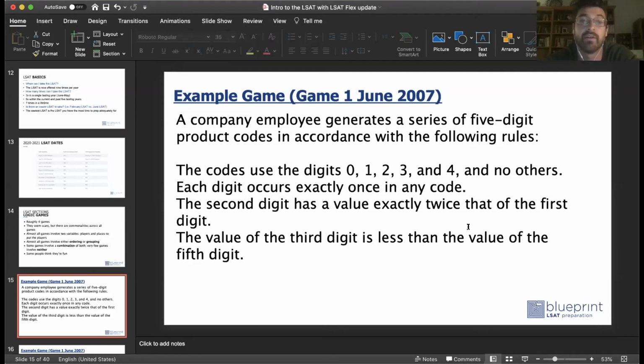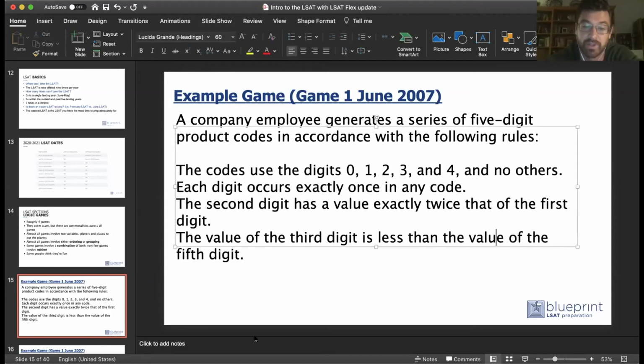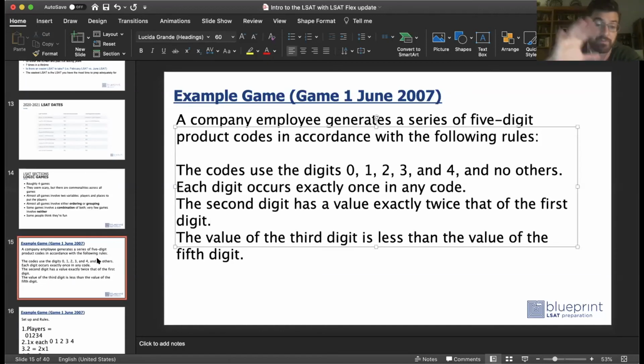So if you have 1 in slot 1, then you've got to have 2 in slot 2. If you have 2, then you have to have 4, et cetera. The value of the third digit is less than the value of the 5th digit. Whatever goes into slot 3 has to be smaller than what you've got in the 5th slot. This is a pretty typical game. This is what they'll often look like. It's going to be a series of players, and you're going to be organizing them in some sense or another.